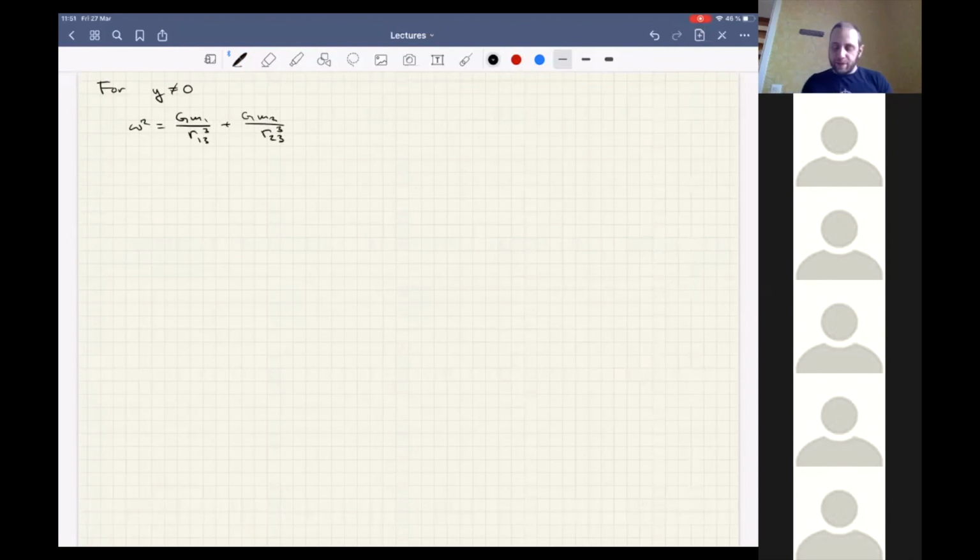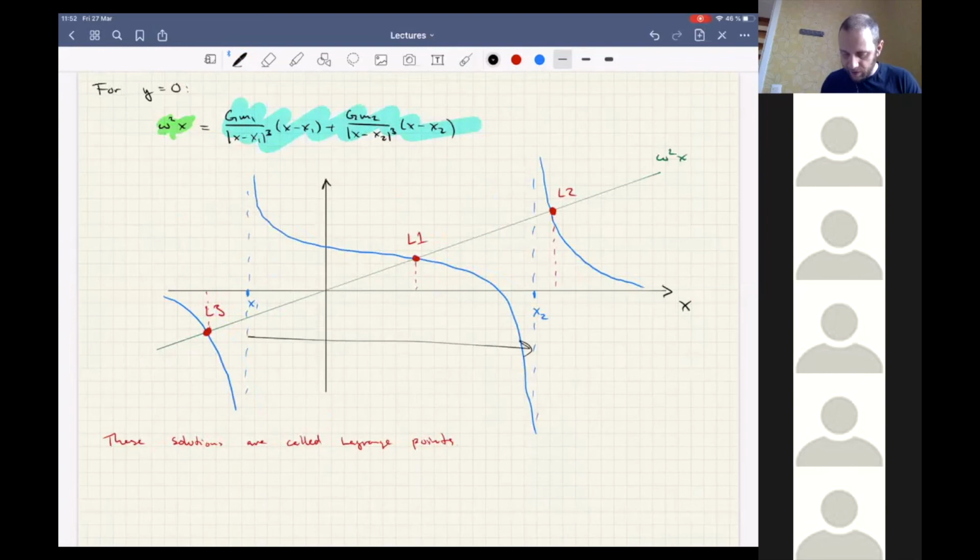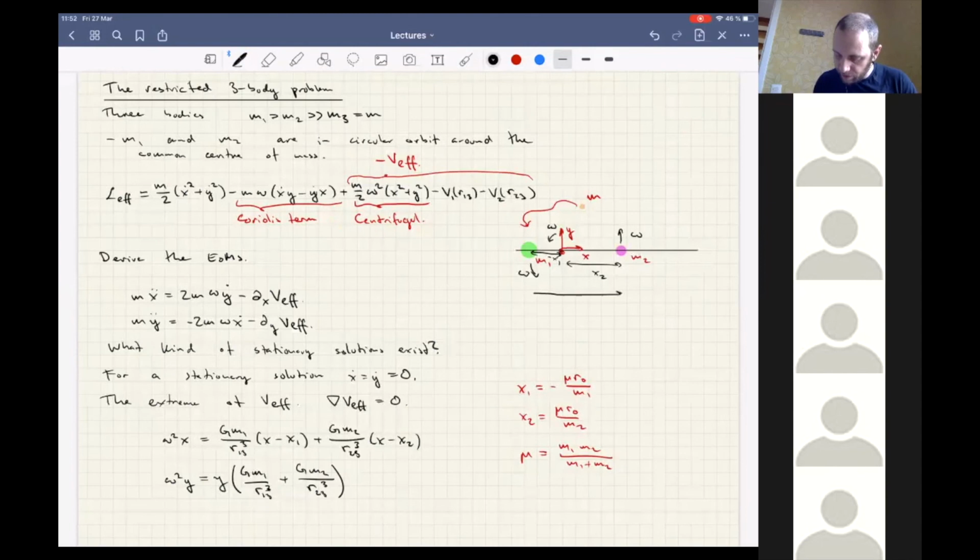Now you can insert this into the first equation. So this is the equation in the y direction. You can insert this into the equation in the x direction. And what you're going to end up with is that r23 is equal to r13. And they are both equal to R0, which is the distance between the first two masses. So this distance here is your R0.